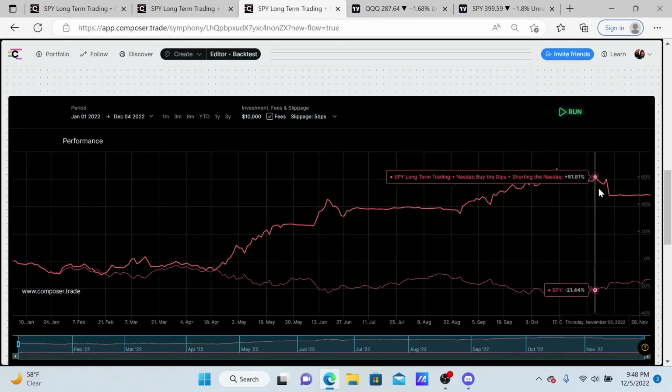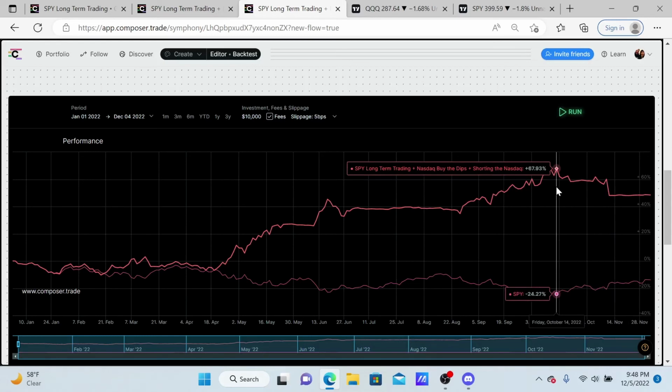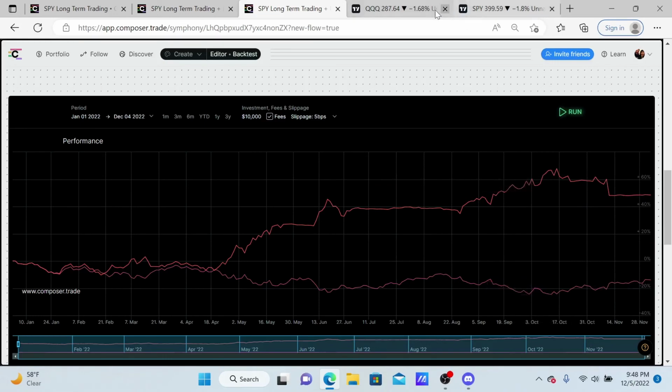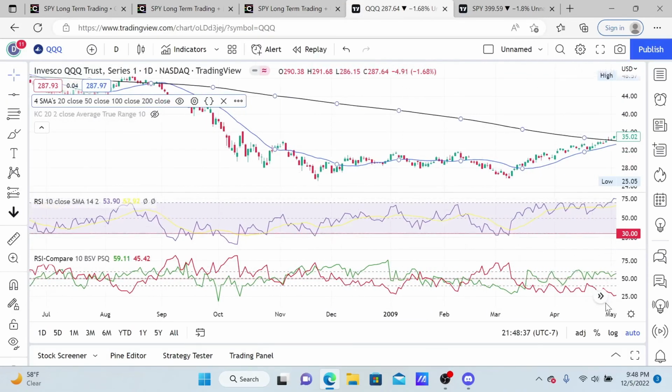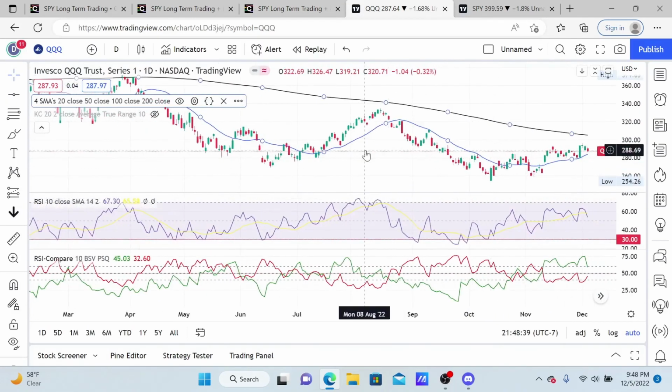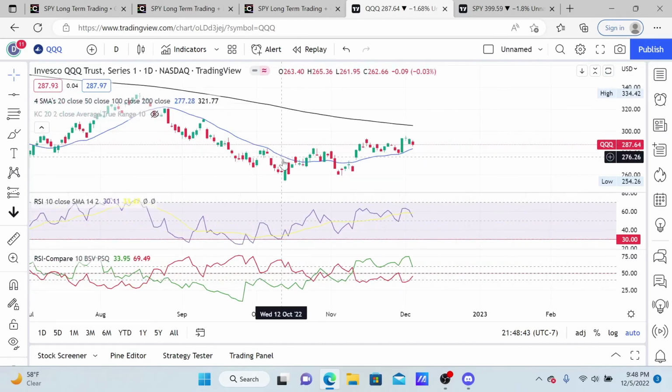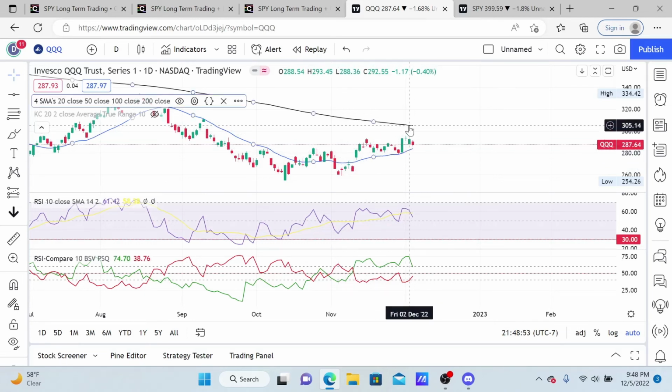So here, this will make a lot of people nervous. Again, like I said, it's not for everybody. I don't recommend it for most people because you can get chopped up. So here, let's go to the last few weeks or so. So this is QQQ. You can see its 20-day moving average is basically flat. It's slowly sloping upward, but it's also approaching its 200-day moving average.